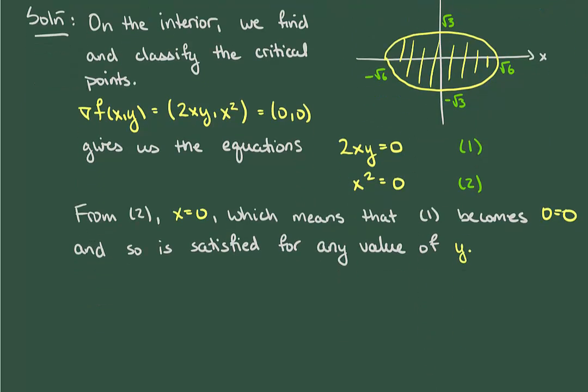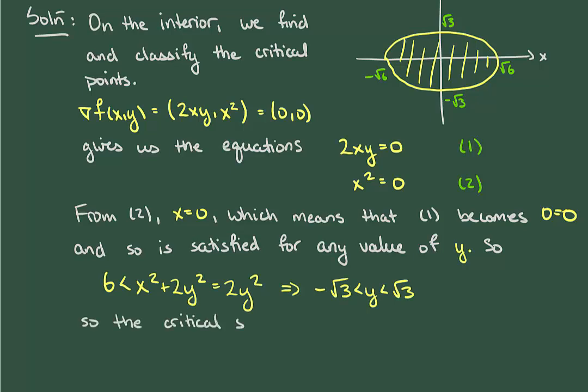Well, not quite any value, since we still have to live in the interior of the ellipse above, so plugging x equals 0 into the constraint tells us that y is between plus or minus root 3. Thus, the set of all critical points looks like this.